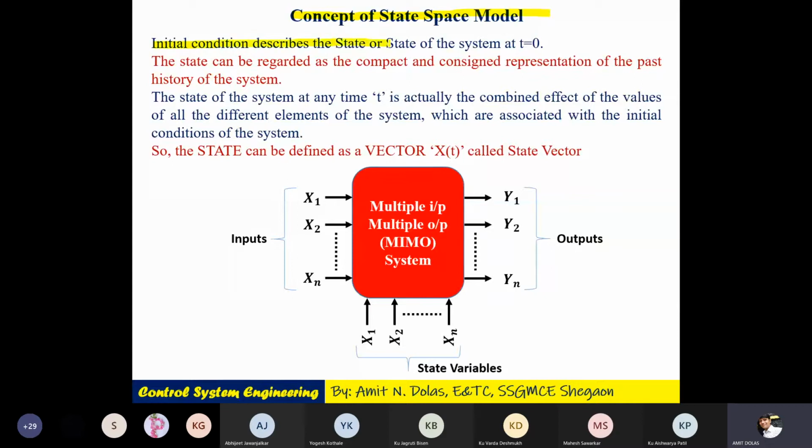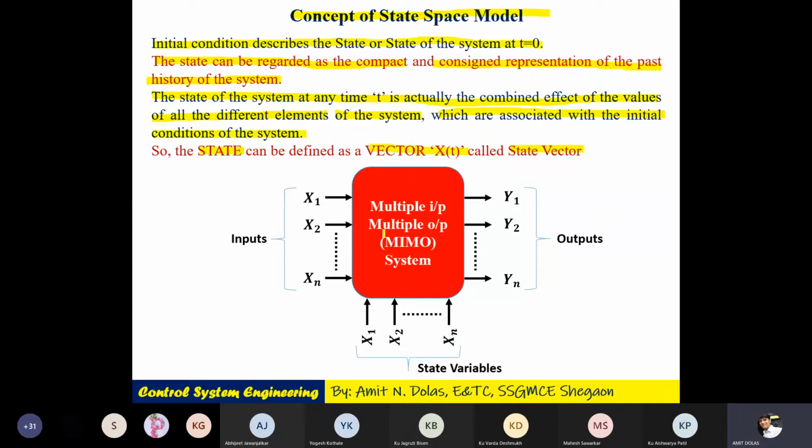Initial condition describes the states of the system at t equal to 0. The states can be regarded as a compact and concise representation of the past history of the system. As I said, the initial charge on a capacitor is nothing but past history. The state of the system at any time t is actually the combined effect of the values of all the different elements of the system which are associated with the initial condition of the system. So the state can be defined as a vector called the state vector.